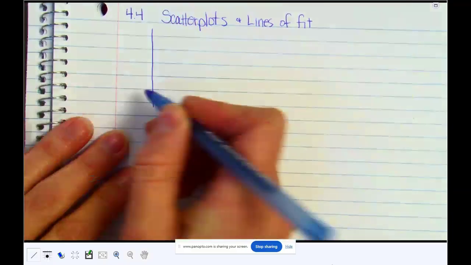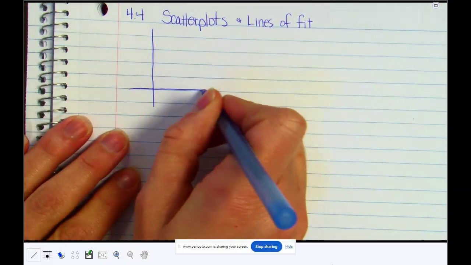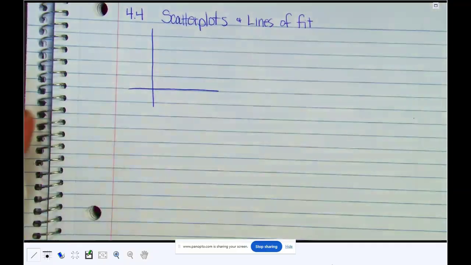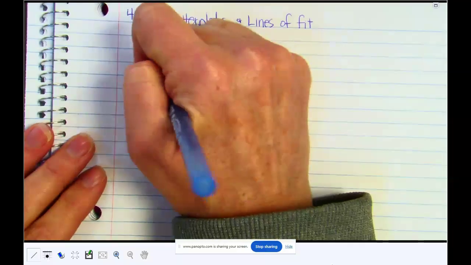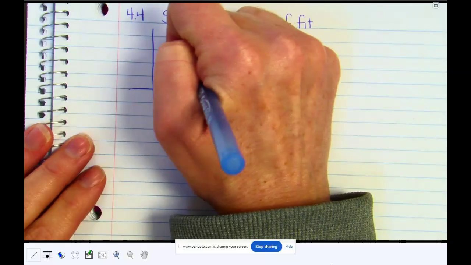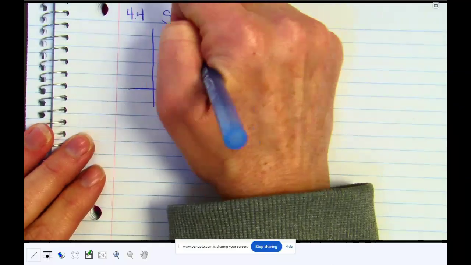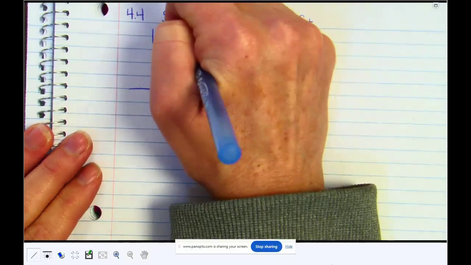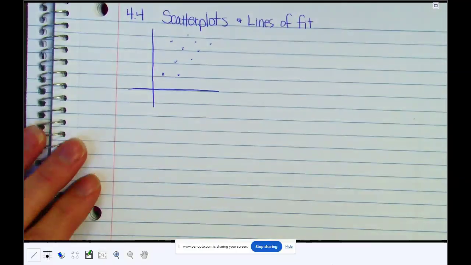Okay, so a scatter plot is a graph. Usually it's just the first quadrant. And it's the one that has dots all over it. So that's why they call it a scatter plot. It might look something like that. Okay, this is a scatter plot.